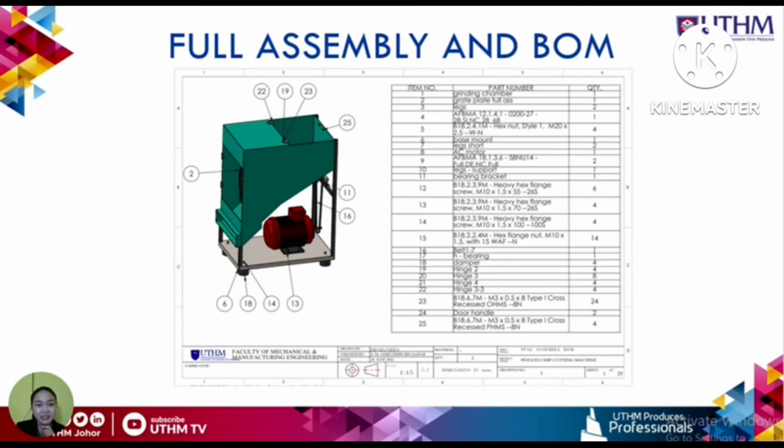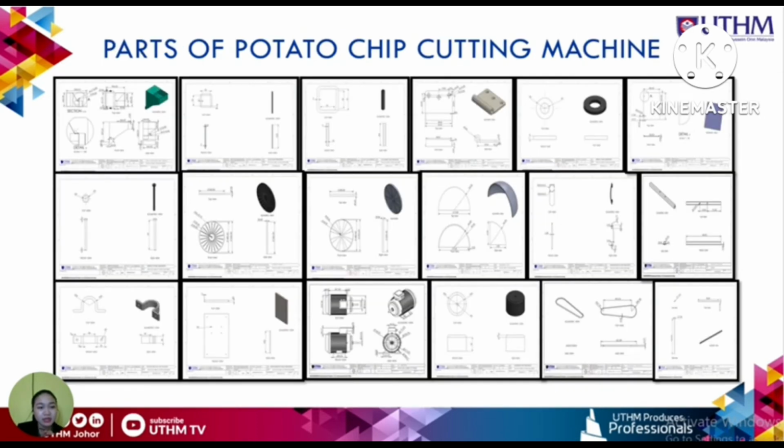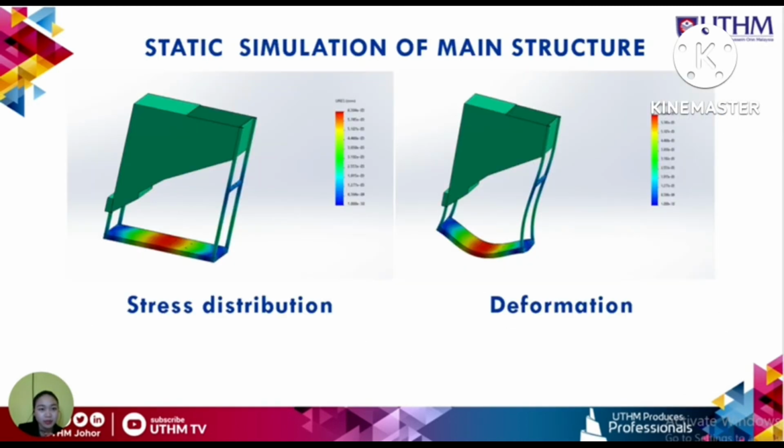As you can see here, this is the full assembly of our product, the potato chip cutting machine. There are 25 parts in this product. This is a detailed drawing of the parts of the potato chip cutting machine. Okay, let's move to the simulation analysis.